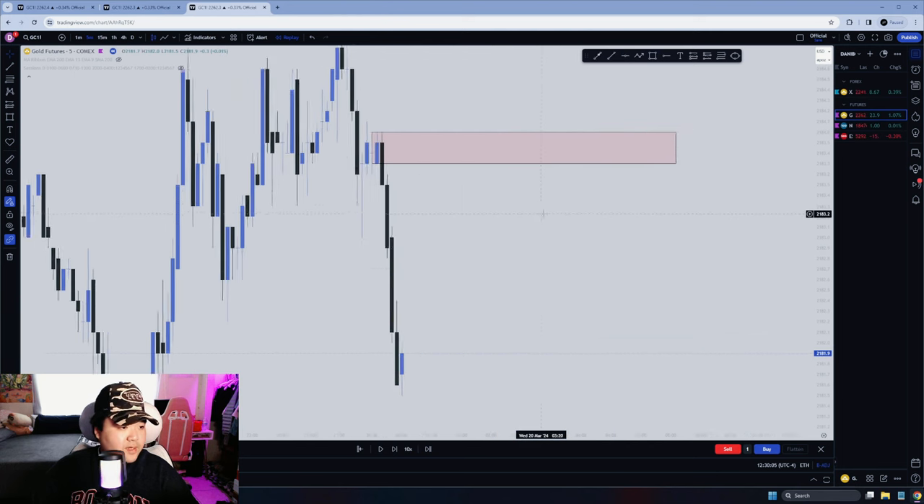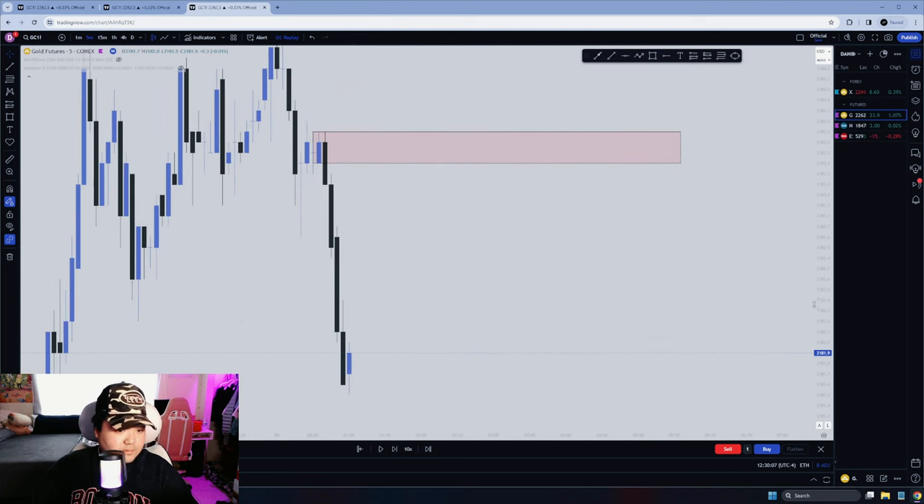Let me make that red. Okay, so you see how this zone, let's look at it very closely. At this bullish candle, when we draw our zone around it, this bearish candle left the box and never came back into it. So that's a high probability supply setup.